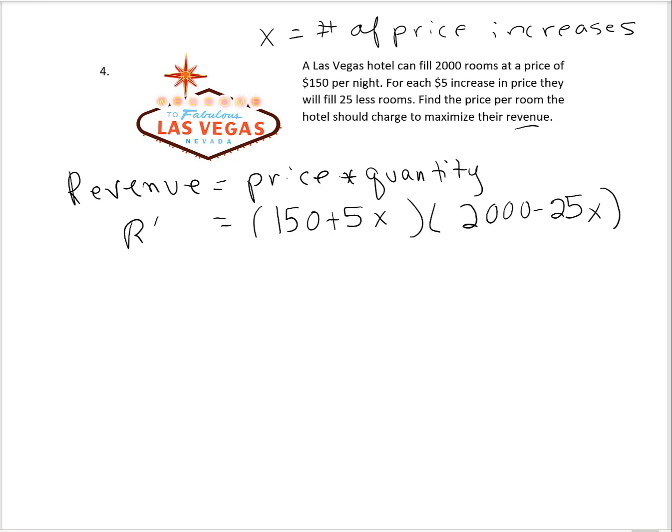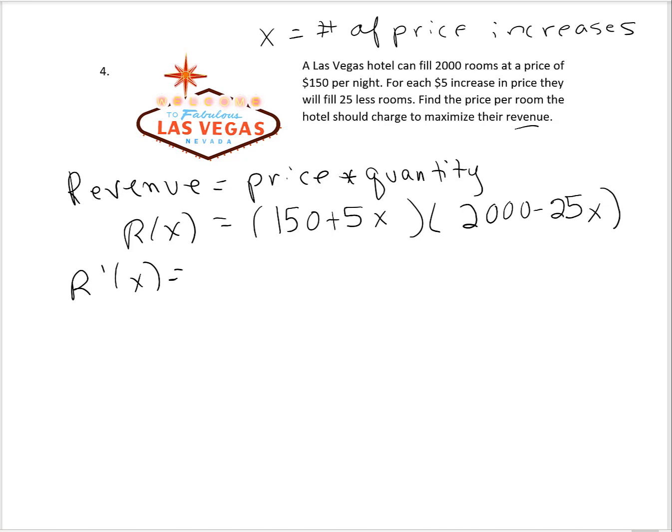Now we can write R as R of x, a function of the price increases. When we get to this point, we have to decide: do we want to use the product rule, or do we want to distribute and multiply this out? In one of our previous videos, I multiplied it out and distributed everything. So this time, let's try the product rule.